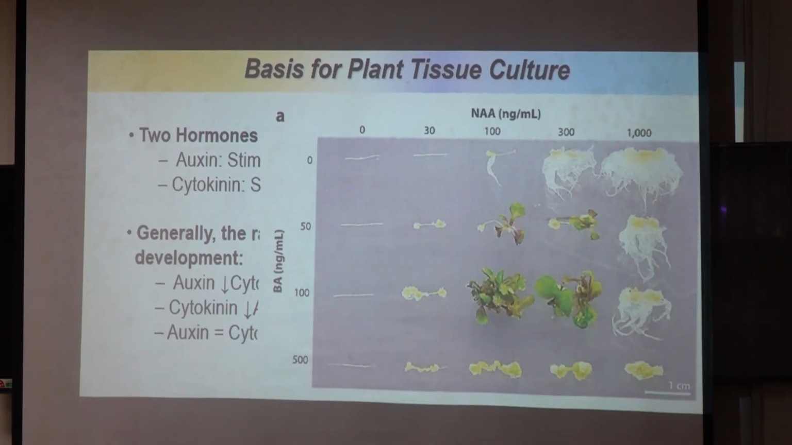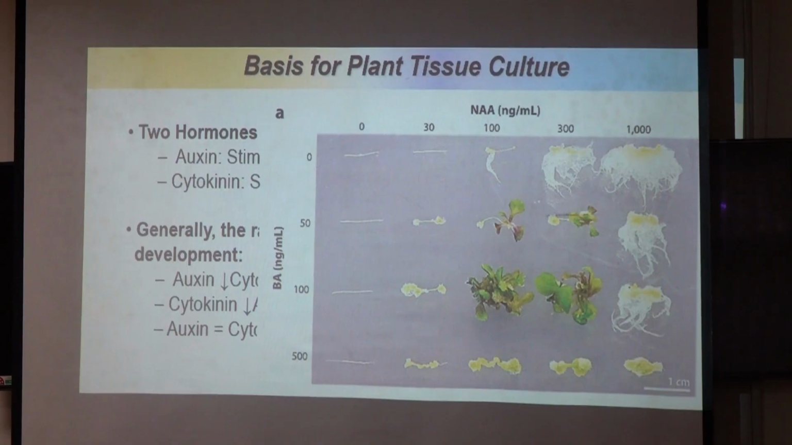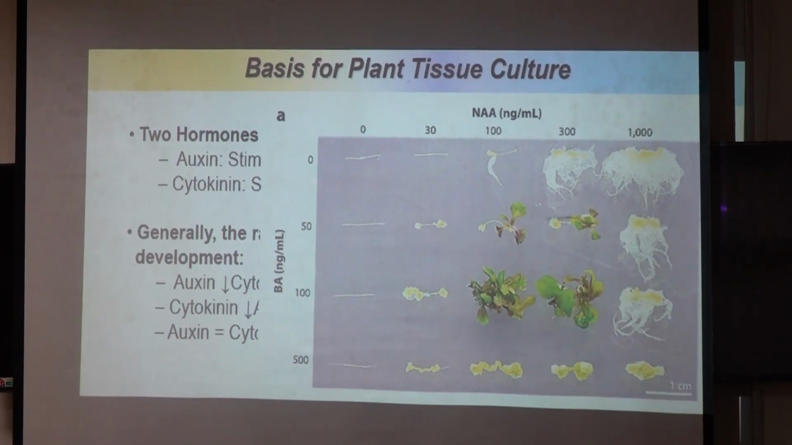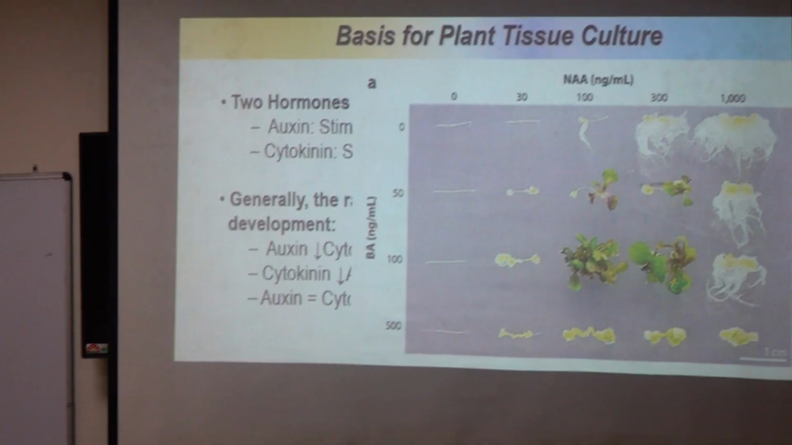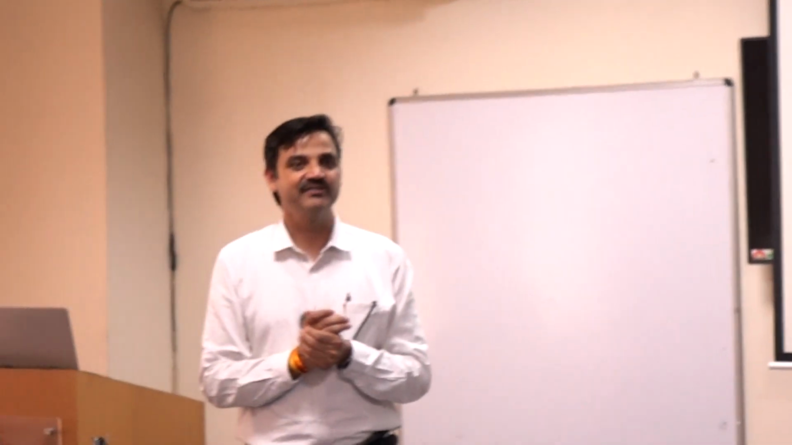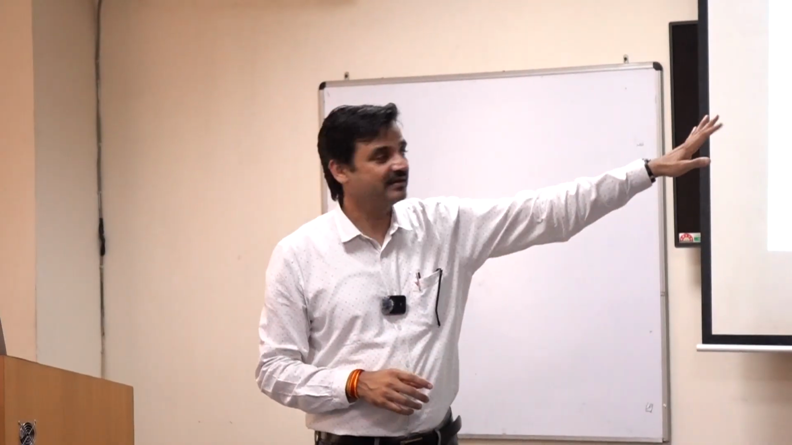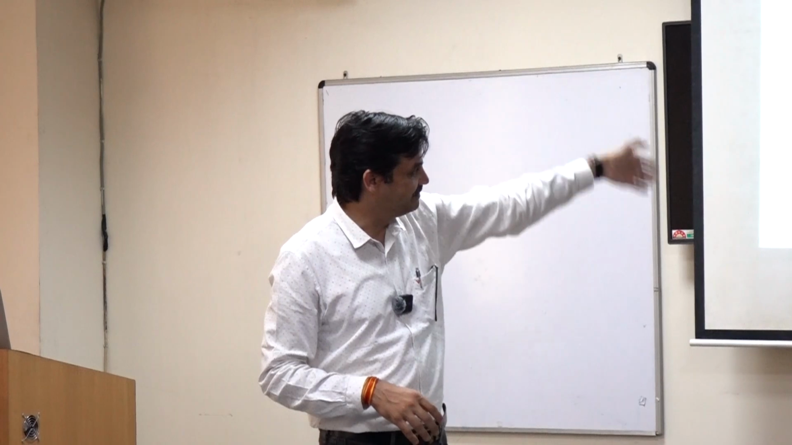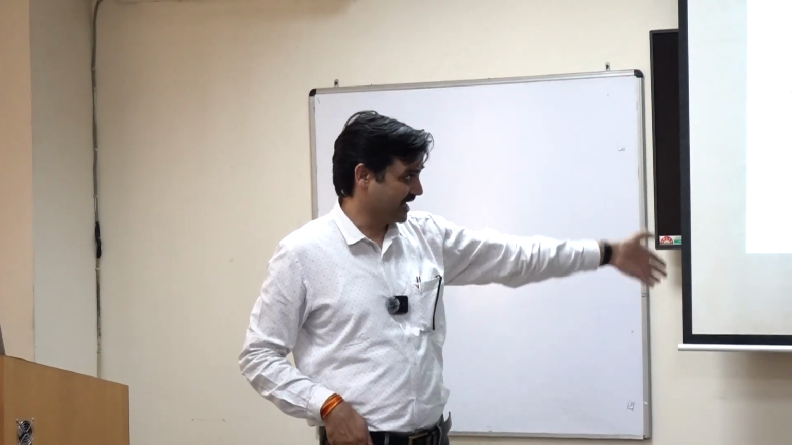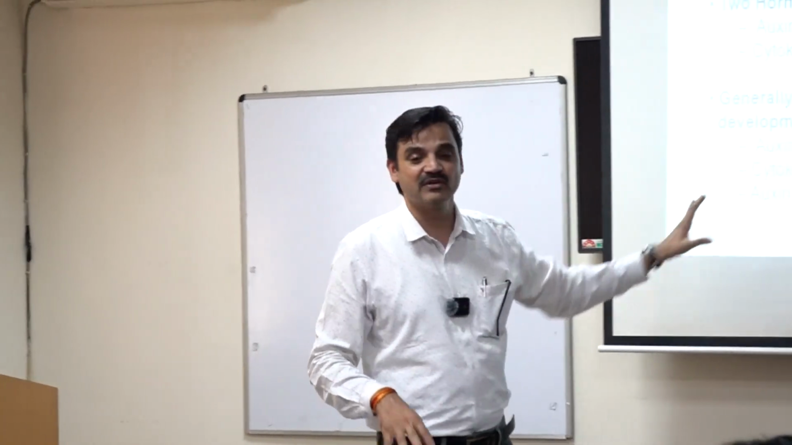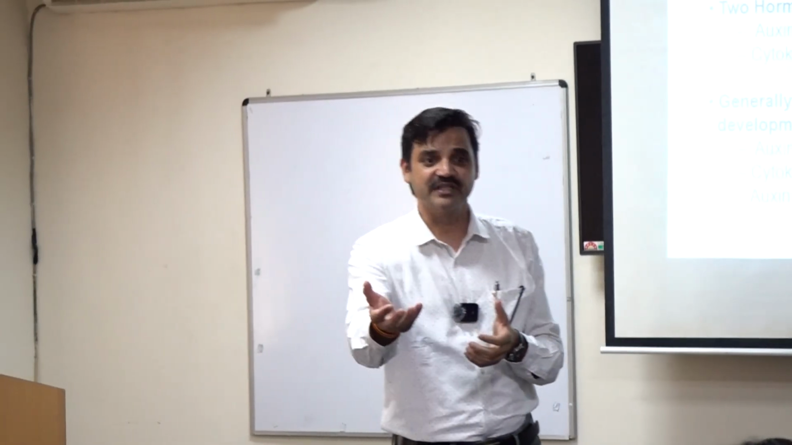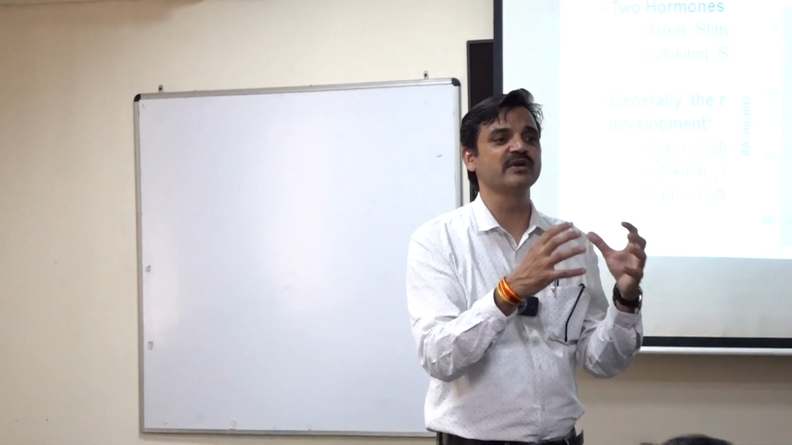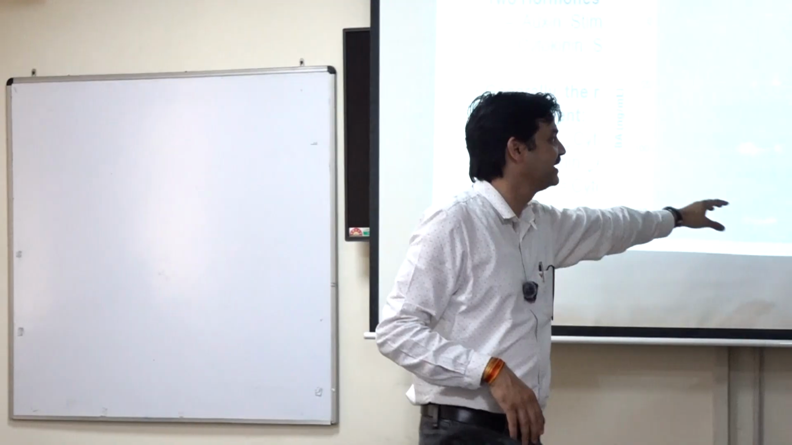This picture just shows that by making different combinations of these hormones, these phytohormones, you can decide the fate of your experiment. If you need roots, you can manipulate. This is auxin, NAA, and BA is benzyl aminopurine, that is cytokinin. By combining these, you can decide which hormone to increase and which to decrease. So you can decide whether you need roots, shoots, or callus.